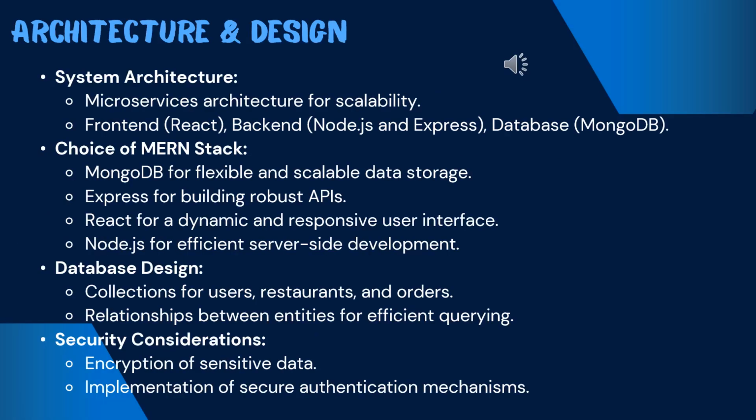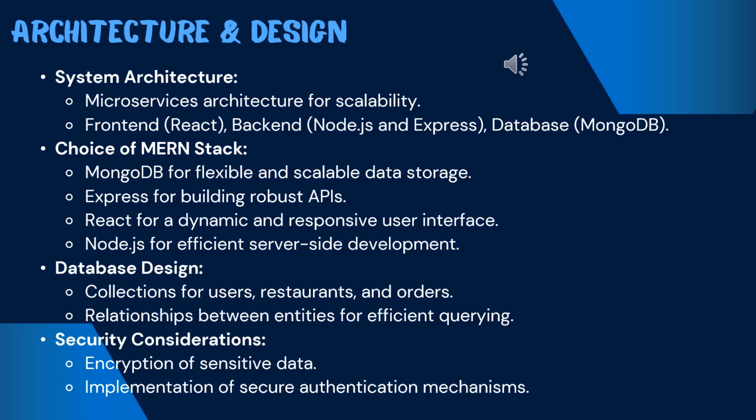The architecture of this project can be broken down into 3 components: front-end, back-end and database. For front-end, React has been utilized, for back-end, Node.js and Express have been used, and for database, MongoDB has been used. As MongoDB is very flexible and scalable, it has been chosen. We need a dynamic and responsive user interface, therefore React has been used, and for efficient server-side development, Node.js has been used, and Express has been used for building a robust application programming interface.